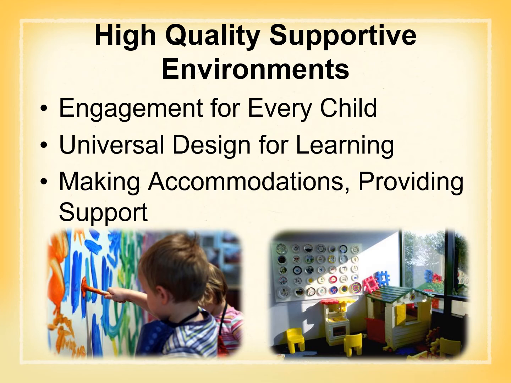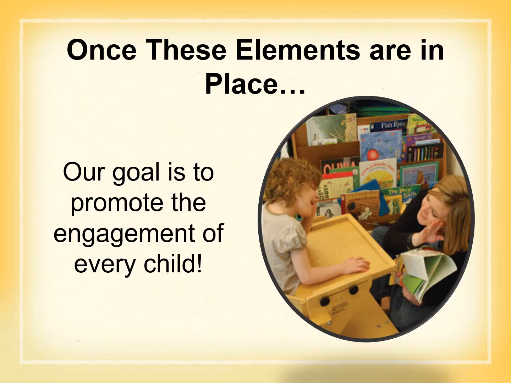And then we're going to look at those things that we might have to make adjustments or accommodations for, to make sure that we can provide that support for every child in our program. So if we have a child for whom English is their second language, do we have ways to communicate with that child that provide visual cues when the child doesn't understand our verbal cues? When we have those things in place, our goal, again, is to promote the engagement of every child. So you have to think of every child's needs within your classroom.